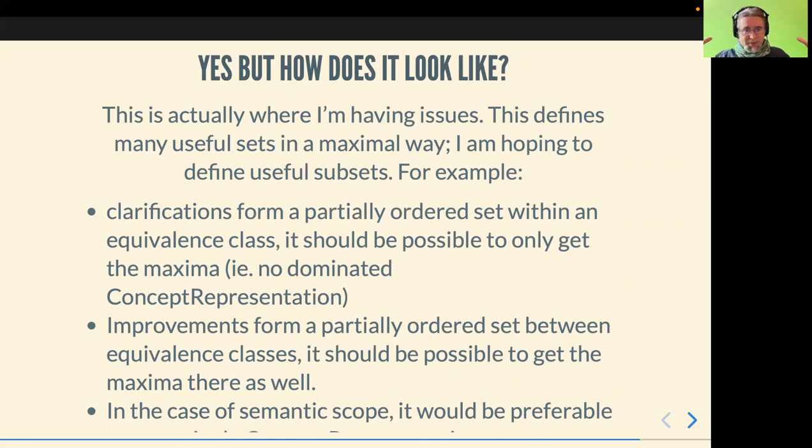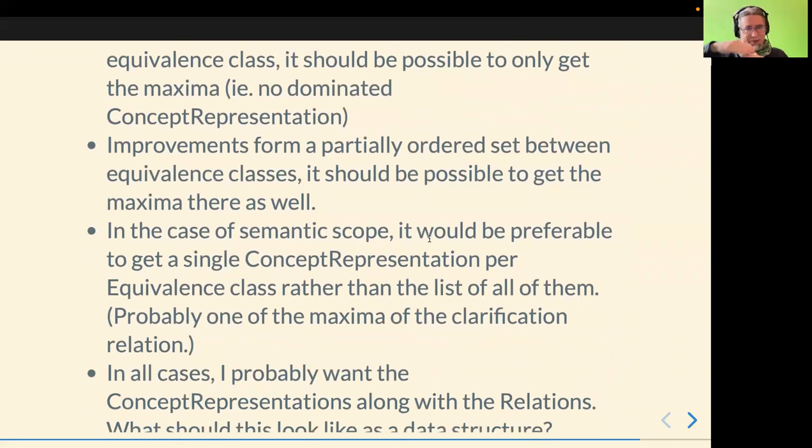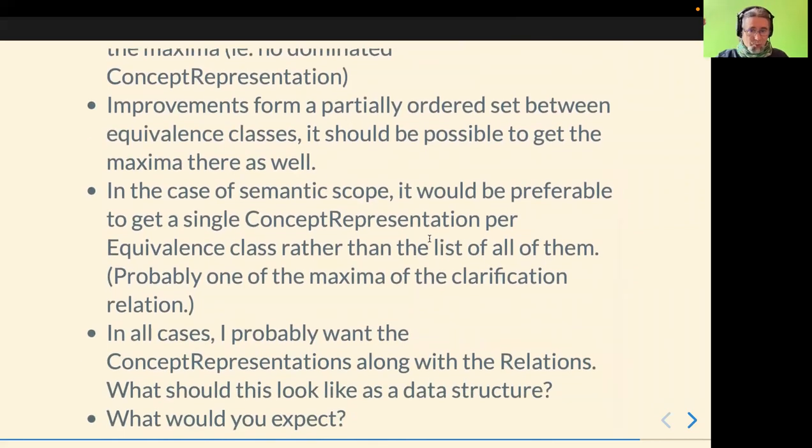Well, there's many of them. I'd like to be able to say, well, first get the clearest. The clarification would be a partially ordered set. I could get the maxima and weed down that way. Improvement, same thing. There's a partially ordered set there. Semantic scope. When I'm asking, what are all the concept representations for the symbol? Maybe I'd like to get one per equivalence class rather than everything. So there should be ways to minimize the result set.